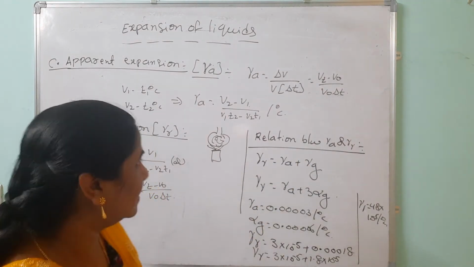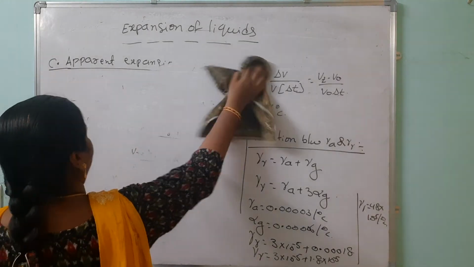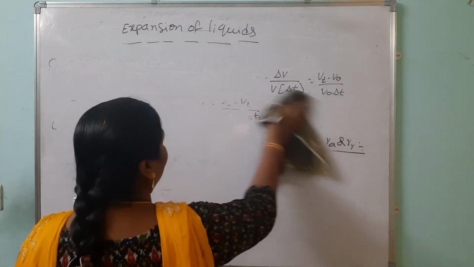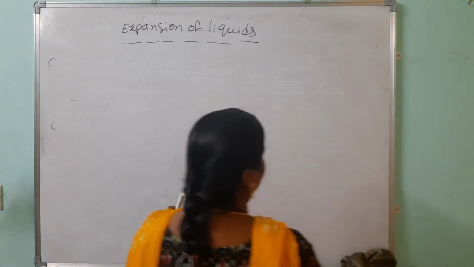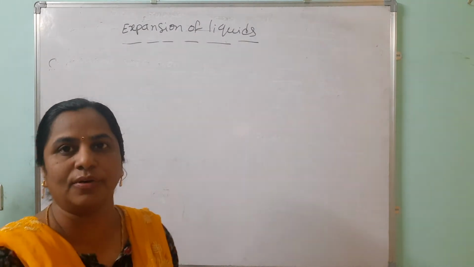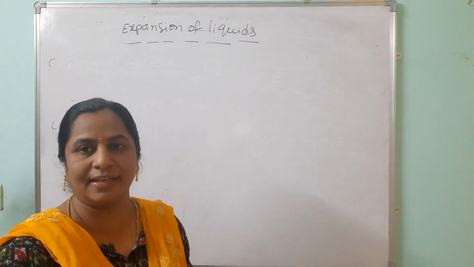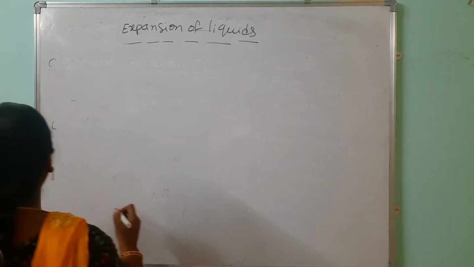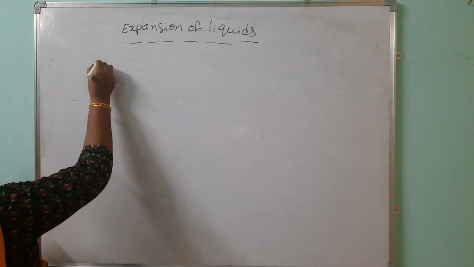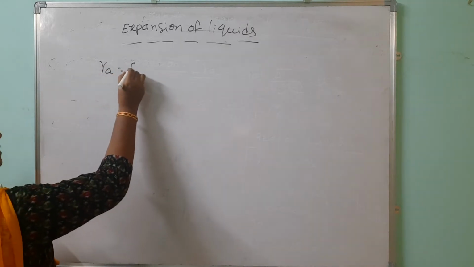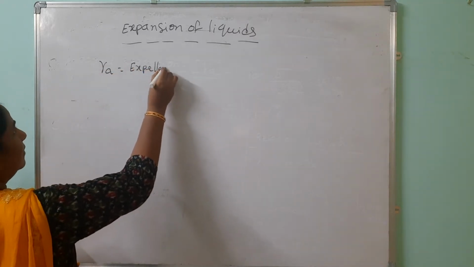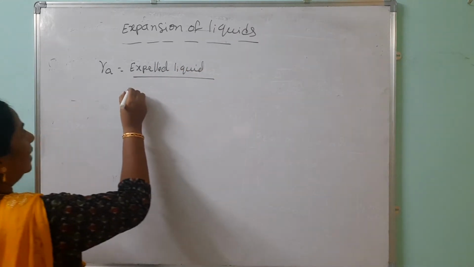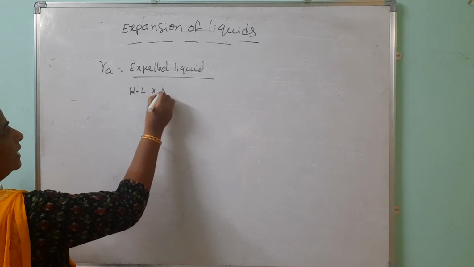Now we are going to discuss one experiment in intermediate, which is to find the apparent expansion of the given liquid. We can take any liquid, coconut oil or water or any other liquid, and with the help of that we can find the apparent expansion. The formula is expelled liquid by remaining liquid into change in temperature.